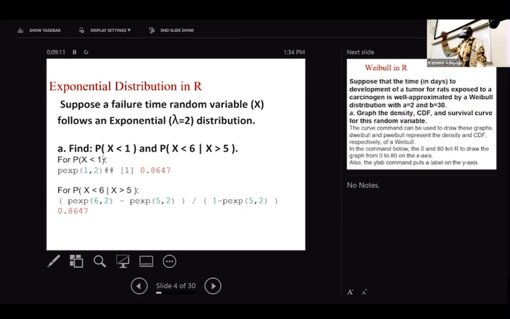But if you want to use R, very easy. You're going to write pexp. You only need to indicate what is your x and what is your lambda. In this case, x equal to 1, lambda equal to 2. Automatically, it's going to compute that for you. Your answer is going to be 0.8647. When you use that for me in an exam, that is highly acceptable.